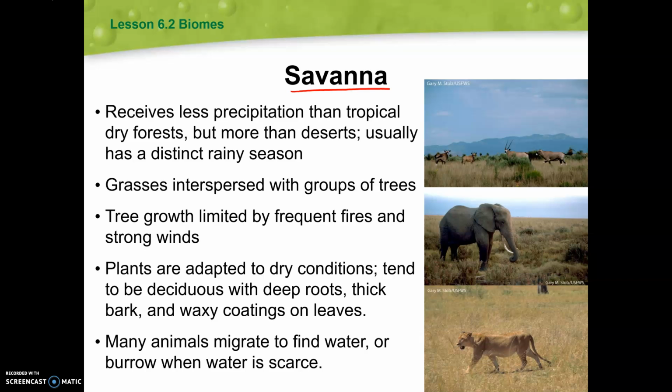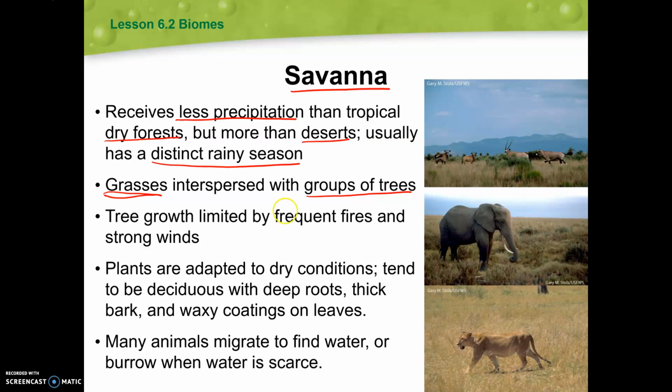So the savanna receives less precipitation than our tropical dry forest, but more than our deserts. So it usually has a very distinct rainy season. There's a dry season here and a rain season. We're going to see a lot of grasses here and few groups of trees because of that rainfall. Remember, larger organisms require more water.